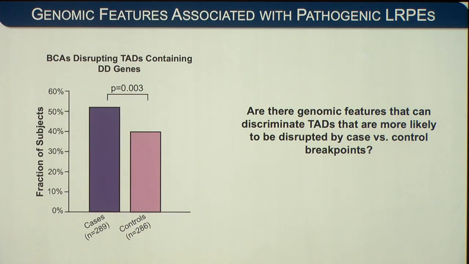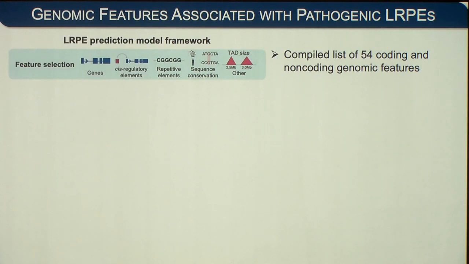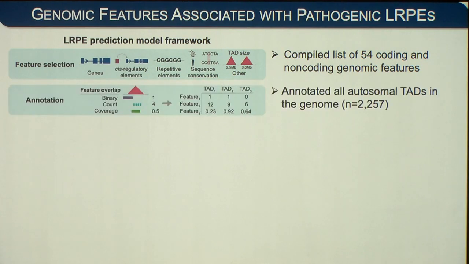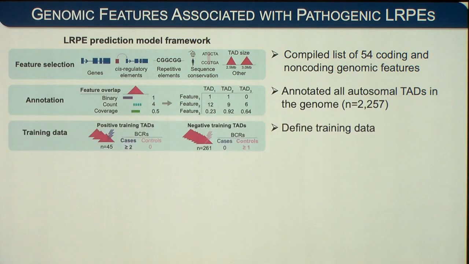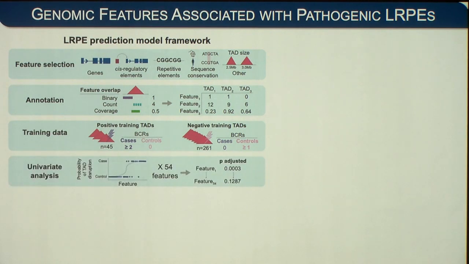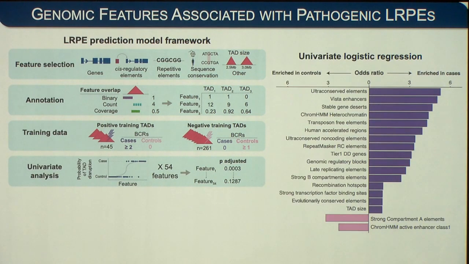So to see if we could identify some of these features, the first thing we did was compile a list of 54 coding and non-coding genomic features and annotate all autosomal TADs in the genome. We took the TAD data and defined our training data, which included 45 TADs that were disrupted by 2 cases and no controls, and 261 TADs were our negative training data, which were not disrupted by any cases, but just disrupted by 1 control. We performed a univariate analysis and identified 18 features that were nominally associated with either enrichment in cases or enrichment in control TADs.